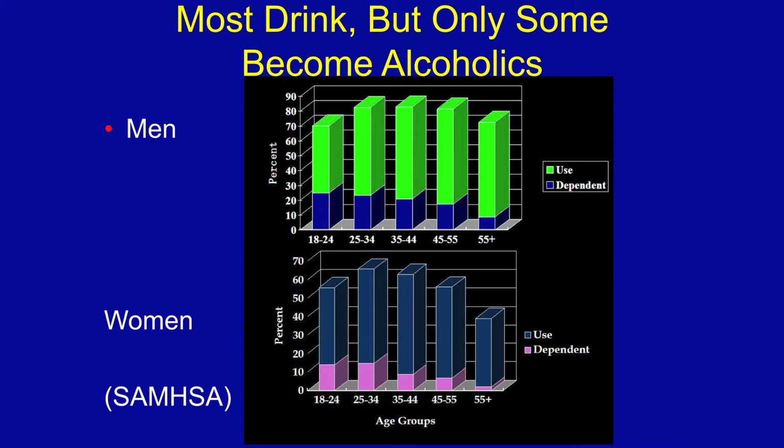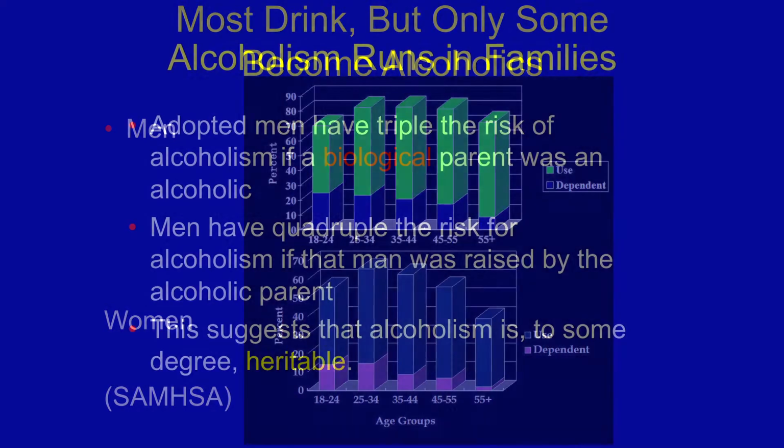Usually it's to some degree age defined, so you see that problem drinking tends to decline over the lifespan. But this is at least in part because folks who drink too much can die early, and in part because people get well and stop drinking. You can also see that alcoholism is more prevalent in men than in women.